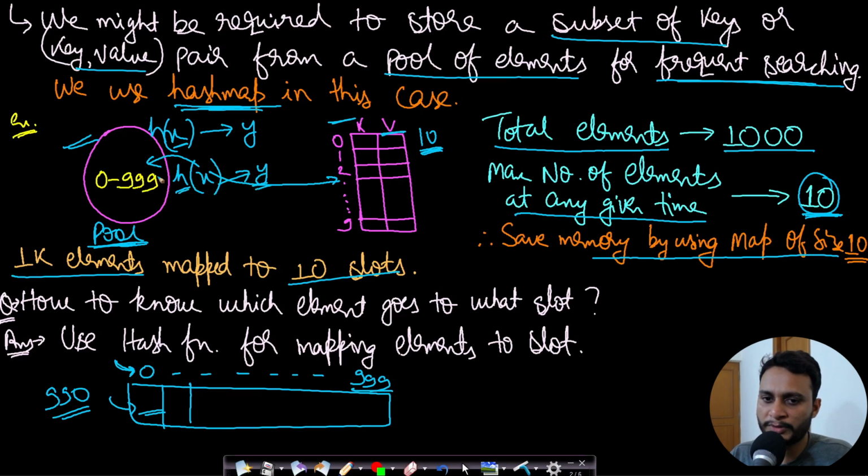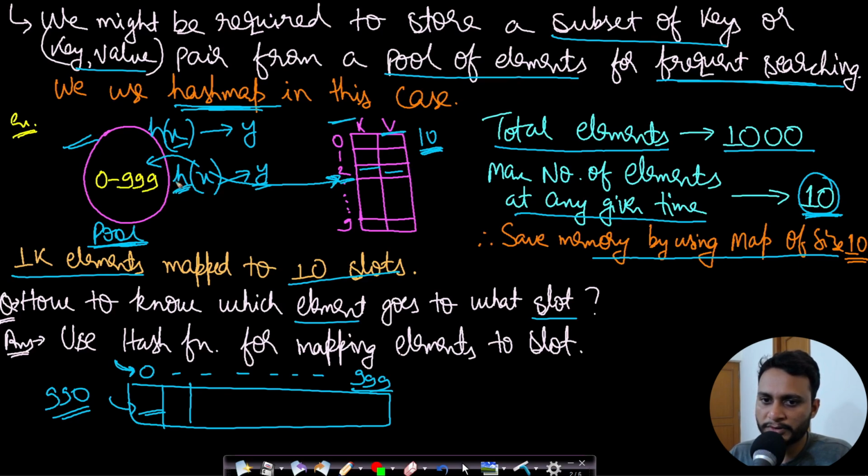So that is the prime requirement of the hash function. Now once you pick a number x, it should be able to map to a key value, and there we will store its value as a key value pair, or you can even store only the keys. It depends on the implementation as well as the requirement of the problem. Now how do we know which element goes to what slot? For that reason we will be using the hash function.